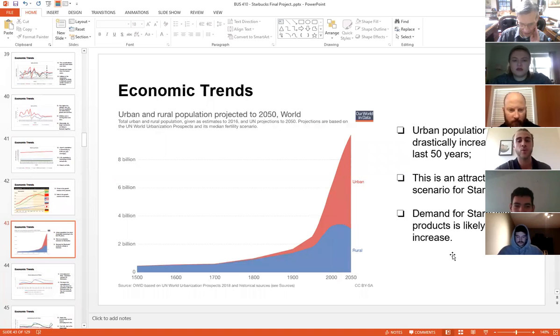Here, the urban and rural population projected to 2050. So this economic trend also impacts Starbucks. The higher the urban population in the world, the better for Starbucks. People will be closer to their stores, and the demand for Starbucks products is very likely to increase.